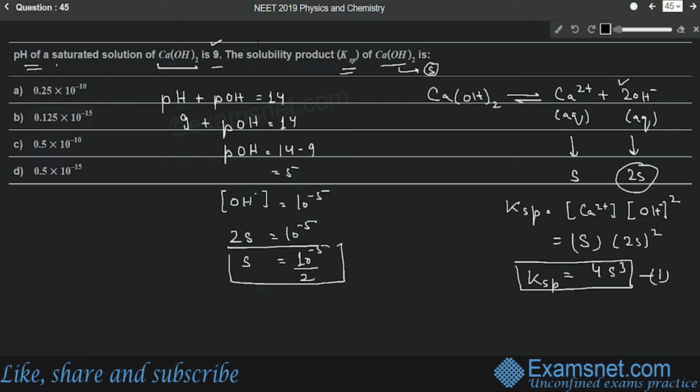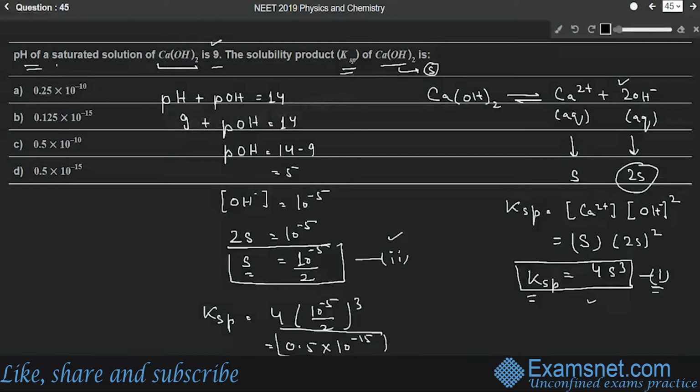Okay. Another important thing to note here. So we'll assume that this is equation 2. So now we can find out the value of Ksp, right? We can put the value of S in this. That means we can put the value of 2 in 1. Okay. So Ksp is equal to 4S cube. That means 4 into cube of 10 to the power minus 5 by 2. Okay. So on solving this, we'll get 0.5 into 10 to the power minus 15. Okay. So this is the Ksp. So which will be the correct answer? Option number D will be the correct answer. 0.5 into 10 to the power minus 15.